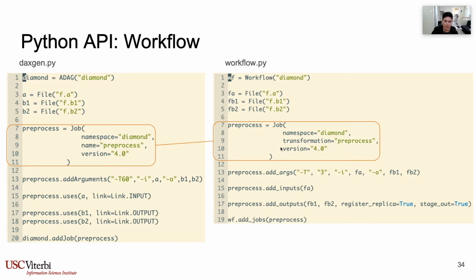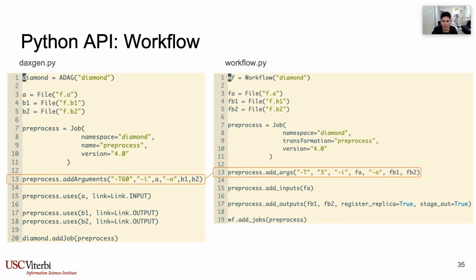Another thing is that if you define a transformation object, let's say on line 6 or above, just like we did a couple slides ago, defining transformations in the transformation catalog, you can actually pass that object as just a single argument to a job, and we'll pull out namespace, version, transformation name from that object.